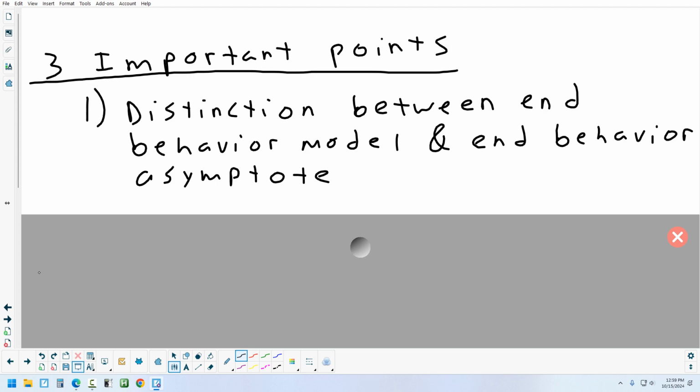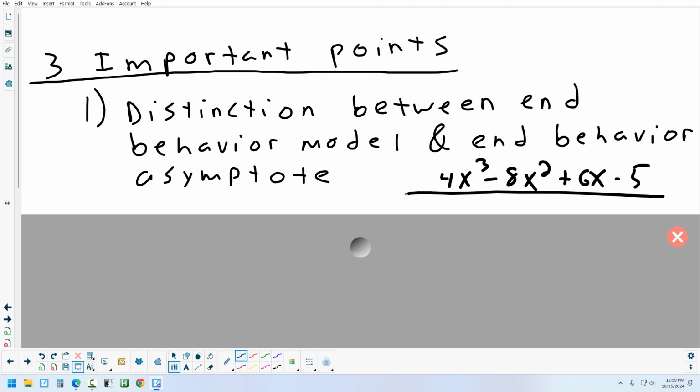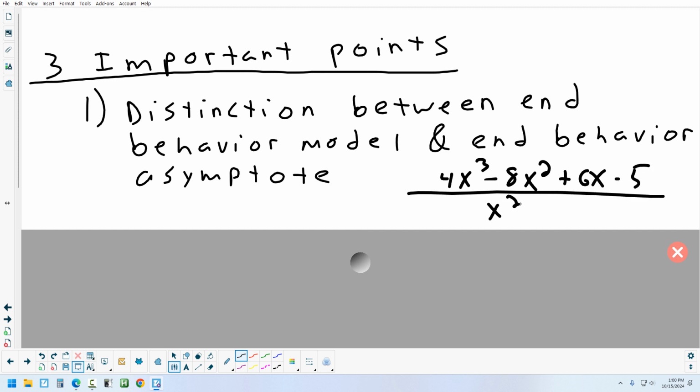So the EBM is when you take, let's say you had 4x cubed minus 8x squared plus 6x minus 5, and you divide by x squared minus 4x plus 12. Okay, if I wanted the EBA, then I've got to do the long division. That's going to take me quite a few steps. But the EBM would just be 4x. All I have to do is look at that part right there. I can ignore everything else.